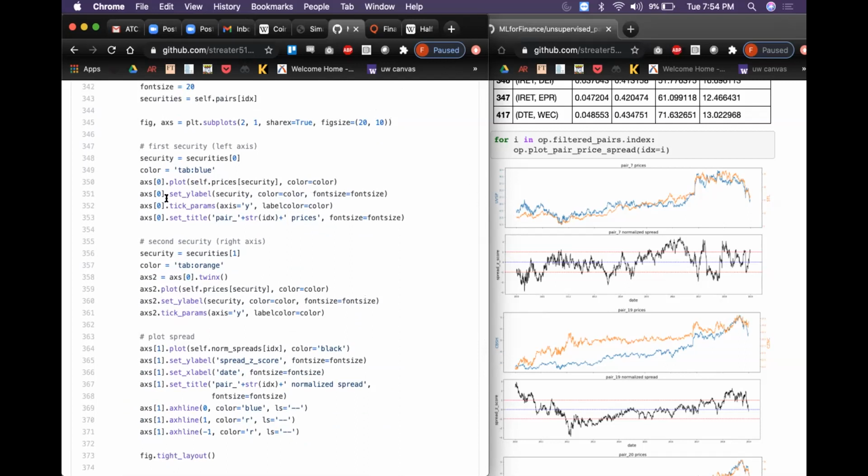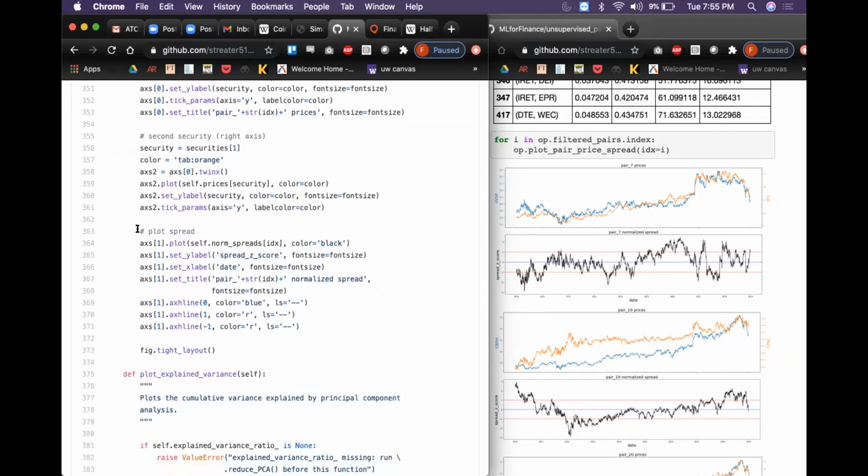So basically, this first plot is taking care of this top axis, and then this right here is so that we can set this top axis to have a different scale on the right side. And then this portion right here is plotting the spread of the securities. So we just plot the spread, and then we set the X and Y label, set the title, and then add these horizontal lines for the mean and the one standard deviation.